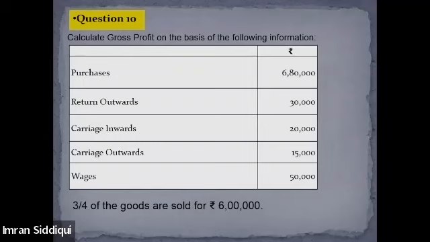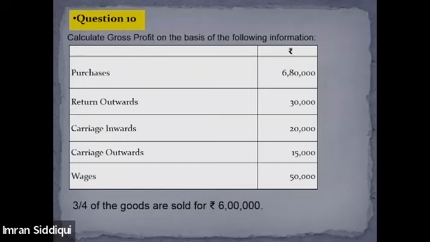Net purchases need to be calculated by subtracting the return outward, that is purchase return. So 680 minus 30 will be 6,50,000, right? Plus we'll add direct expenses. There are two direct expenses given in the question. Firstly, it is carriage inward, and then we have wages. So adding both of these, we will get 20,000 plus 50,000, that is 70,000. And there is no closing stock given in the question as well. So the total COGS will be 7,20,000.